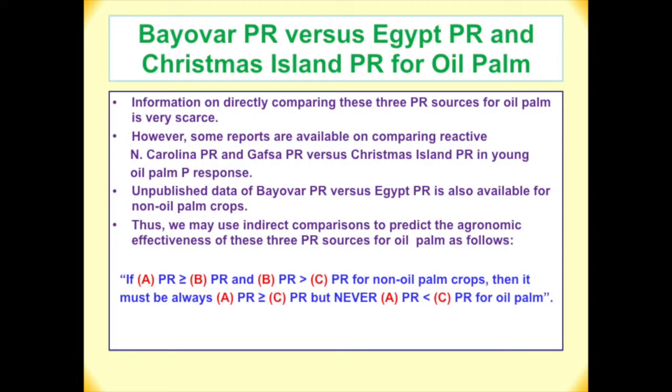The assumption is this: if A rock is greater than B rock, and B is greater than C for non-oil palm crops, then A must be greater than C, or the worst will be equal. But you never get A rock less than C rock for oil palm. Would you agree? Would you agree? This is the assumption, but mathematically should be okay, right? The reason, because oil palm is long-term crop, this may not be always greater than C. Sometimes it could be equal, but most of the time it should be greater.